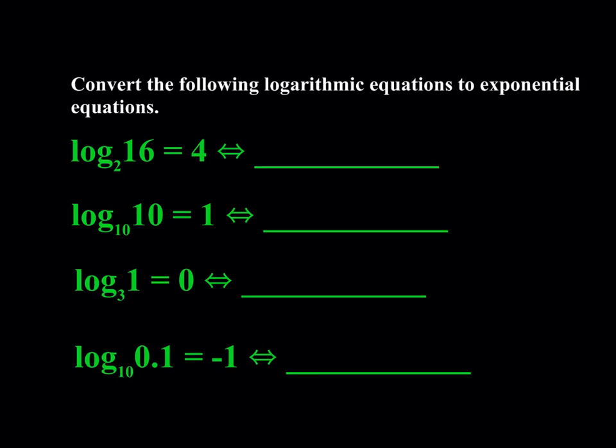All right, so let's take a look at our solutions here. You're going to have 2 raised to the 4th is equal to 16. 10 to the 1st power is equal to 10. And this 10 right here is the base value 10 right there. Then we have 3 raised to the 0 power is equal to 1. And 10 raised to the negative 1 is equal to 0.1.